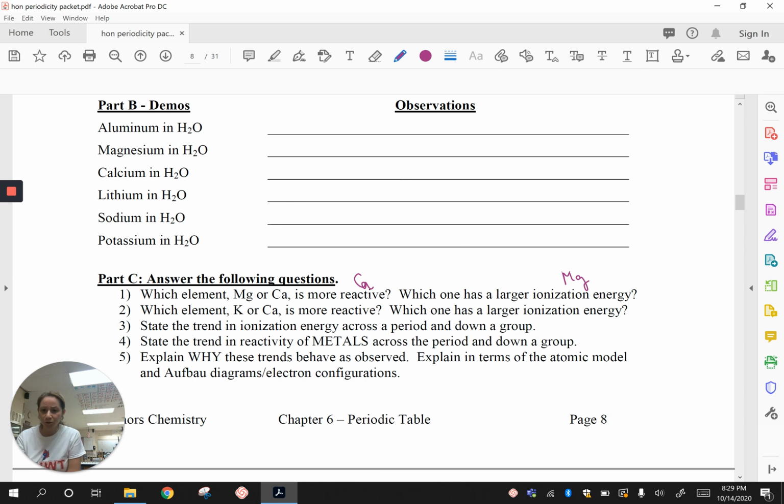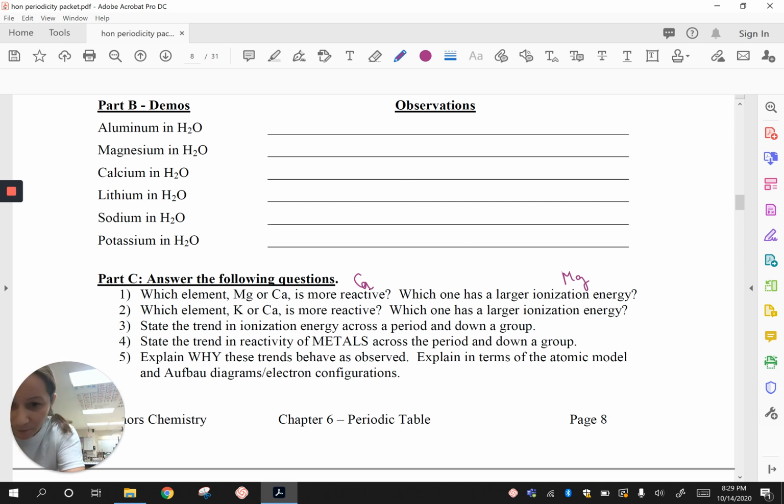Let's look at question number 2. It's comparing potassium. That's the very last one that we did, that we saw the instant pink flame. Remember, potassium with the flame test was pink, right? So we saw an instant flame, it was the most reactive out of all of them, versus calcium, the one that was in my test tube here that bubbled a little.